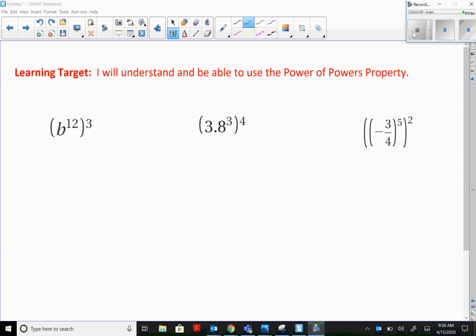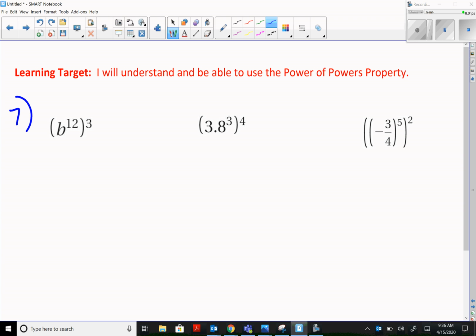Right, we're going to do a few more examples using the power of powers property, which again, to review what we just did on the previous slides, we're going to multiply the exponents when we have this property. So these aren't numbered, but this just continues from where we left off, which I think was number 6. So technically this is number 7.